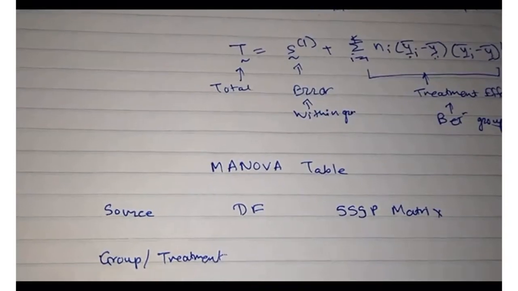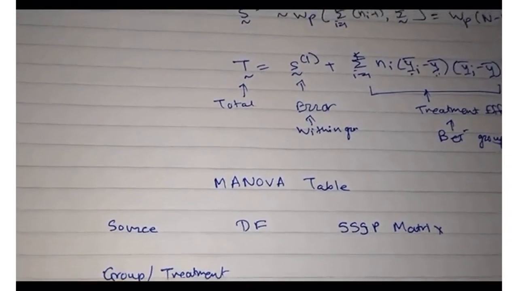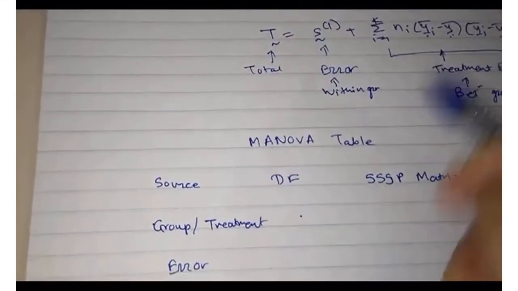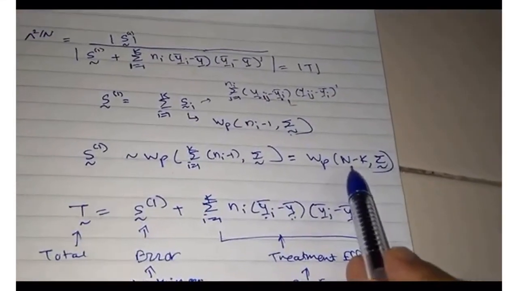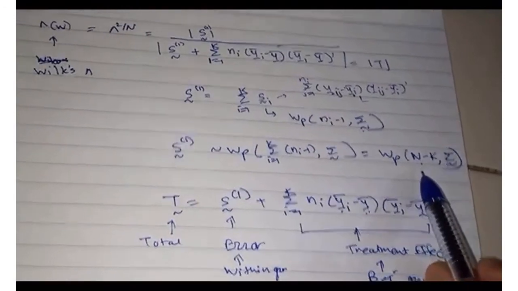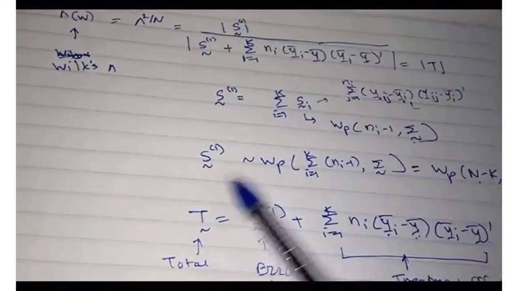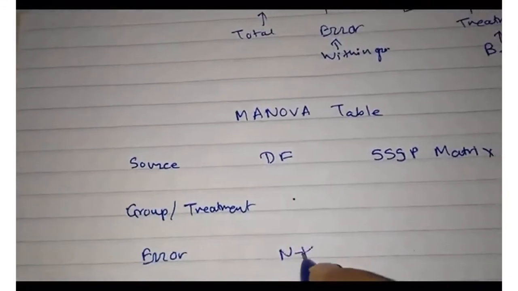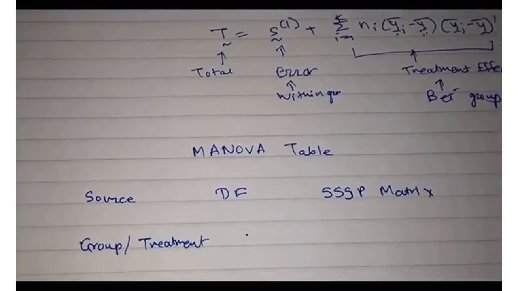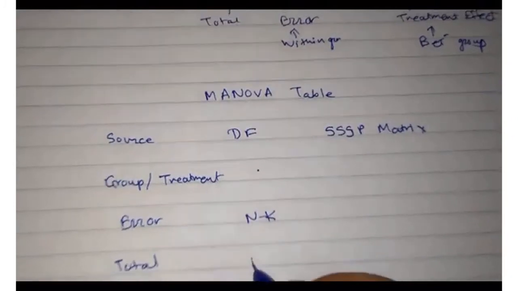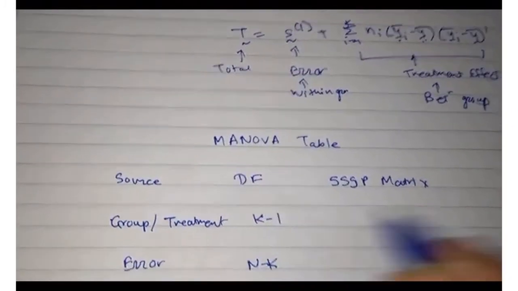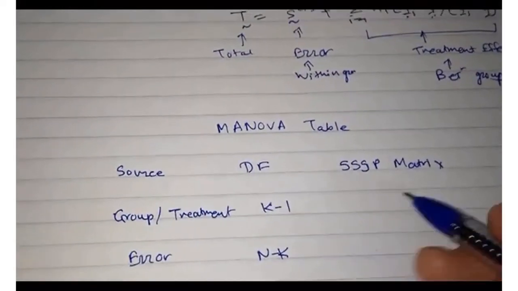This is first source, then error, and then total. So for group, degrees of freedom, we can see here that this error type of thing has degrees of freedom n minus k. So error degrees of freedom are n minus k, which come from the Wishart. Total degrees of freedom we always know is n minus 1. So this has to be k minus 1. Okay, then only it will get balanced.